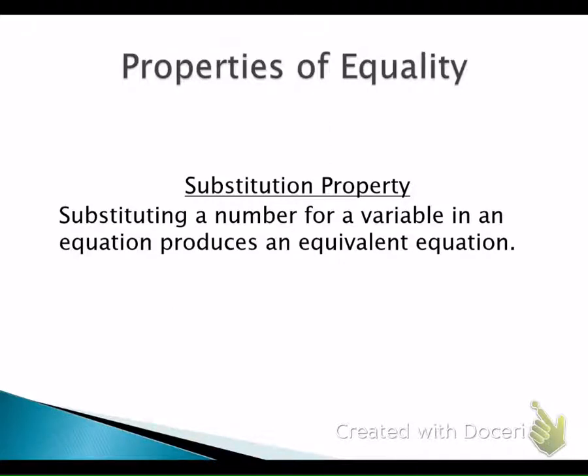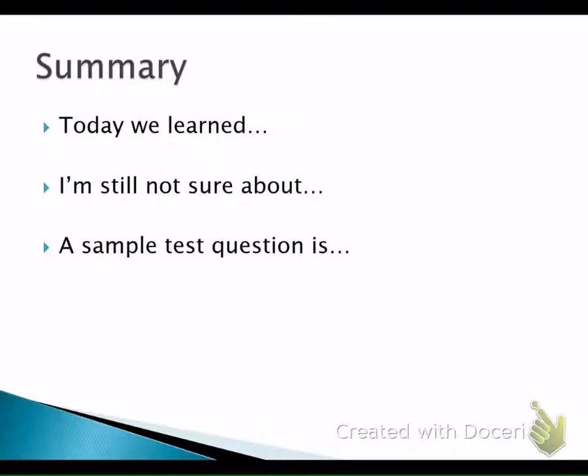The last one is the substitution property. The substitution property states that substituting a number for a variable in an equation produces an equivalent equation. So for example, if I tell you that x equals 3 and you take the x out and you put a 3 in, the equation should still work. The substitution property. So we'll actually just practice those last properties on the homework. We'll get that started together.